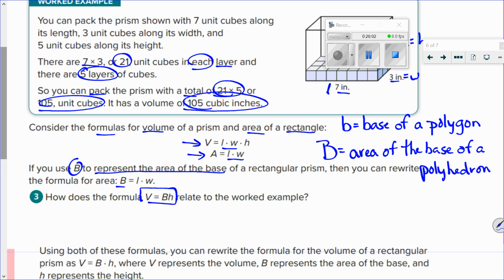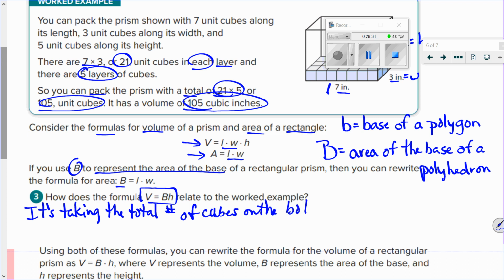So how does this formula, volume equals the base times the height, relate to the example we just did? It's just like taking the total number of cubes on the bottom and multiplying by how many layers there are.